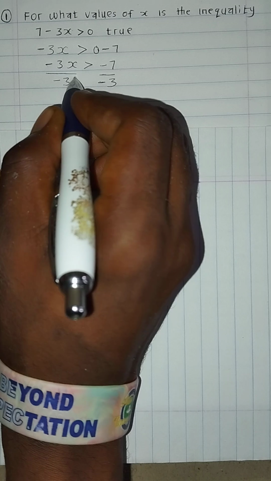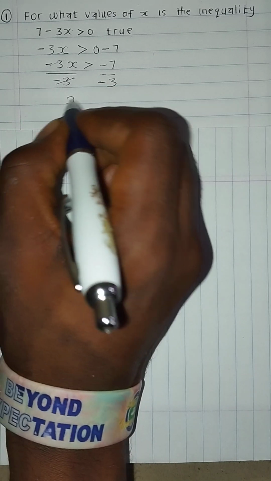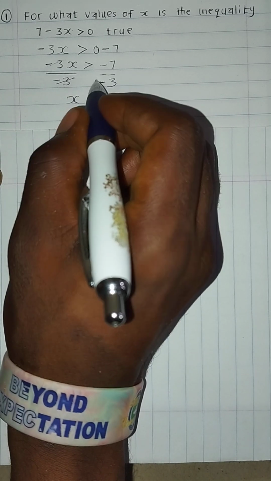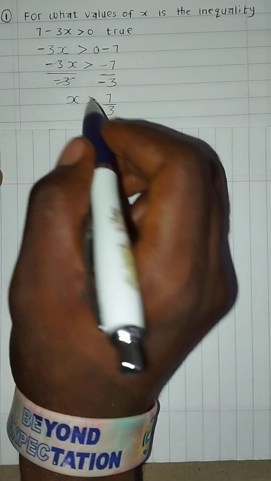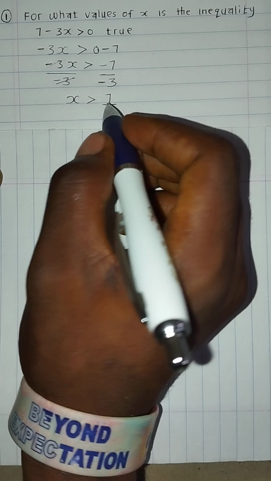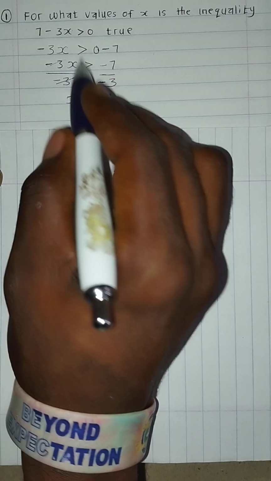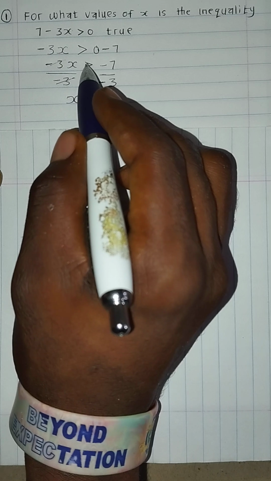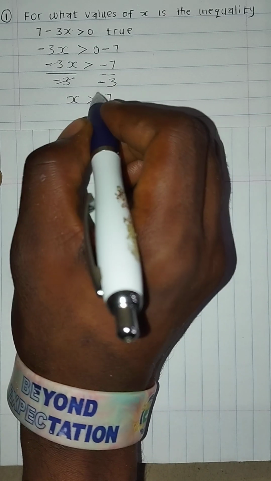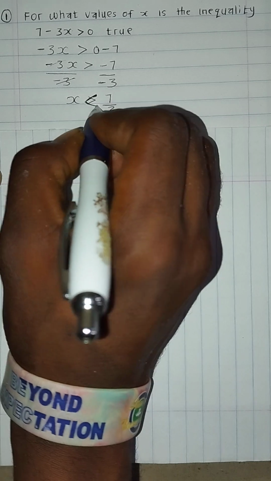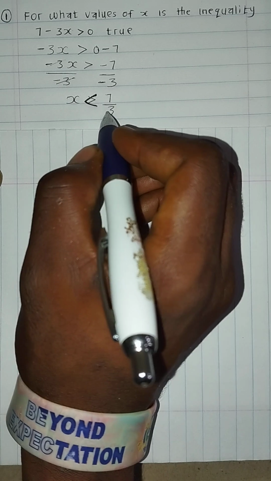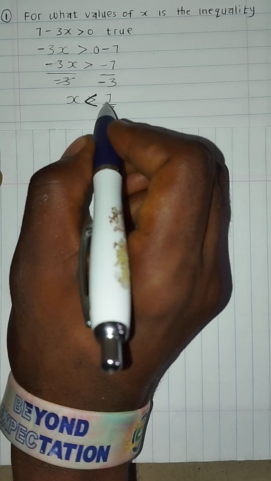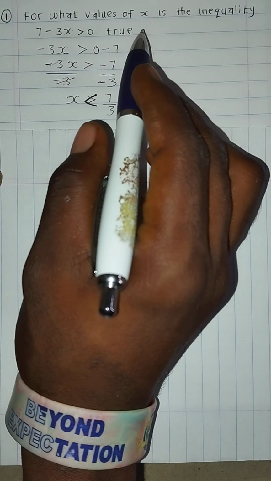So what do I mean here? Minus 3 can cancel minus 3. We are left with x greater than, if minus cancels minus, you have 7 over 3. Now the rule says whenever you divide your inequality by negative number, the inequality sign will change. So our inequality sign here has been what? Greater than. So since we have divided both sides by negative number, it will change to less than. Can you see? So our final answer is x is less than 7 over 3. So it simply means every number that is less than 7 over 3 will make this inequality true.